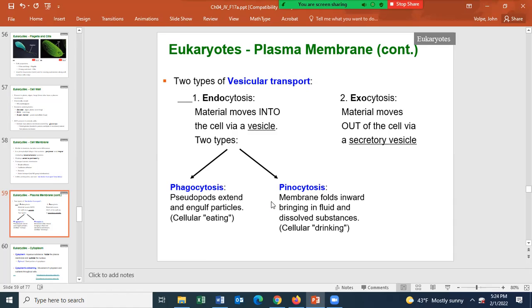There's also pinocytosis, where the membrane folds inward. I don't know if you can see my hands. I'm trying to make the folding of the cell membrane. And a vesicle is made out of that infolding. And then that vesicle is brought into the cell. And that we can call cellular drinking.